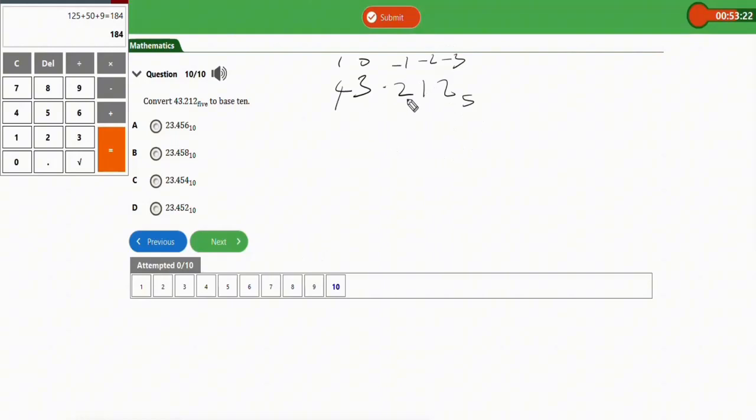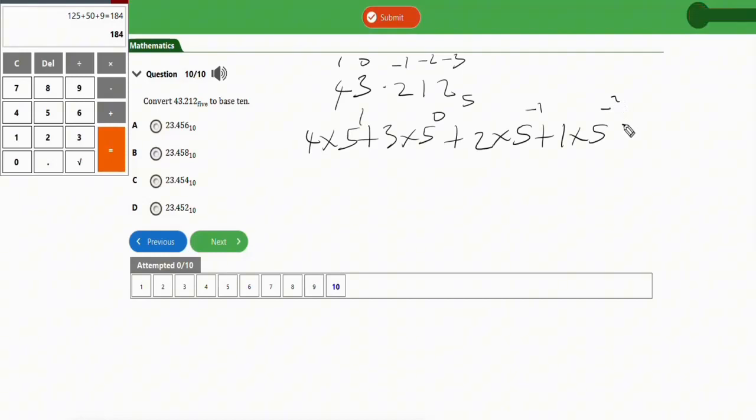So let's convert this. So it's going to be 4 times 5 to the power 1 plus 3 times 5 to the power 0 plus 2 times 5 to the power -1 plus 1 times 5 to the power negative 2 plus 2 times 5 to the power negative 3. So when you simplify this, 5 to the power 1 is 5. 5 times 4, we're going to have 20 plus 5 to the power 0 is 1 plus 3 plus.